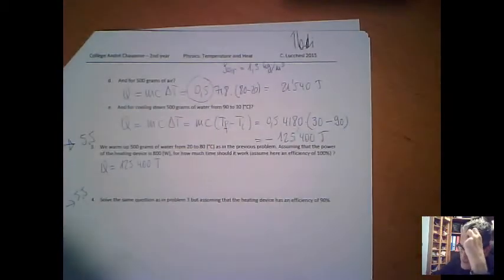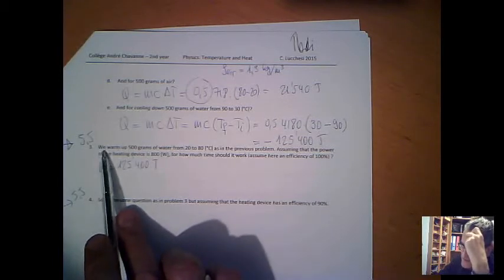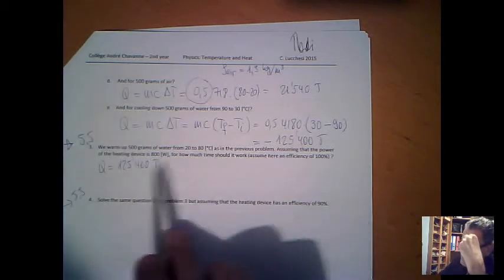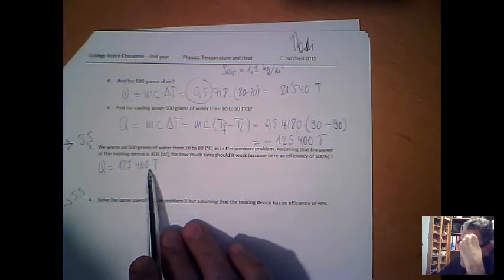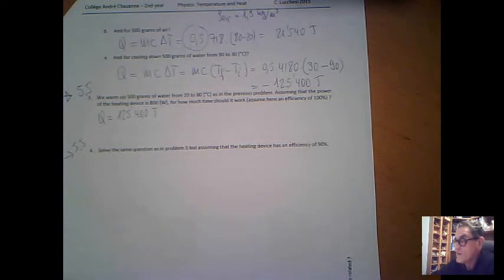Okay, so I gave you two exercises to do, which were number 3 and 4, page 9. So why did I write the answer here? Because we warm up 500 grams of water from 20 to 80 as in the previous problem. So we had calculated that the quantity of heat we need for that is 125,400 joules. And now the question is, assuming that the power of the heating device is 800 watts, for how much time should it work, assuming an efficiency of 100%? Does somebody want to give the answer to that?